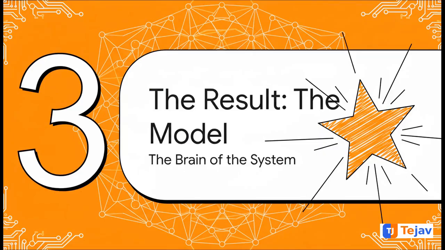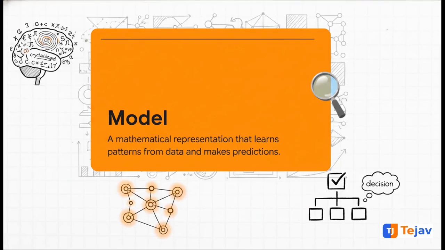So, after all that homework, all that studying, what's the result? Well, you get the model. This is really the brain of the whole system, the star of the show. So, a model isn't something you can hold in your hand. It's basically a very complex mathematical file. Think of it as all the knowledge that was learned during training, all those patterns, all squeezed down into a set of rules. This is the thing that's actually going to make the predictions.